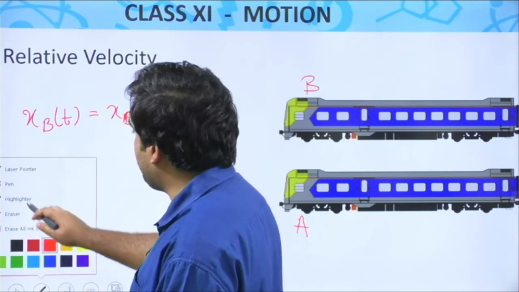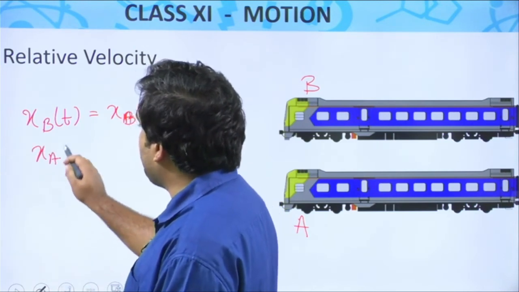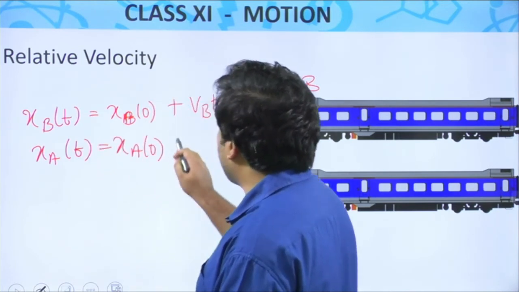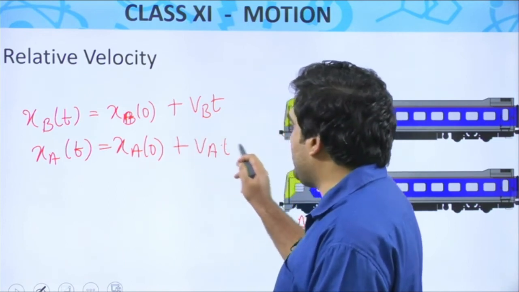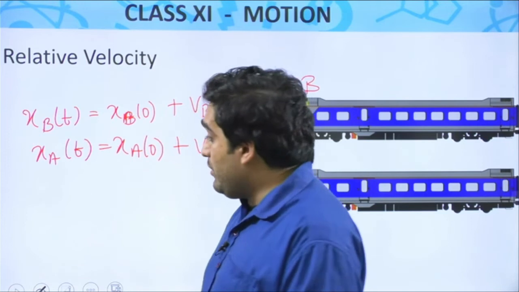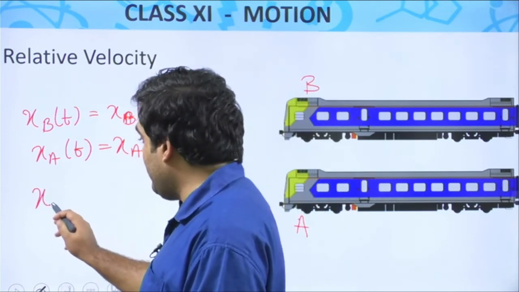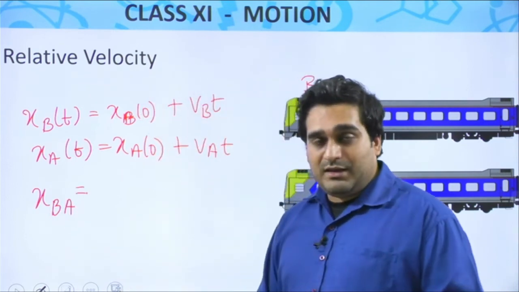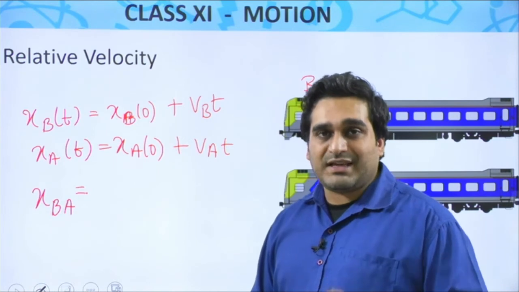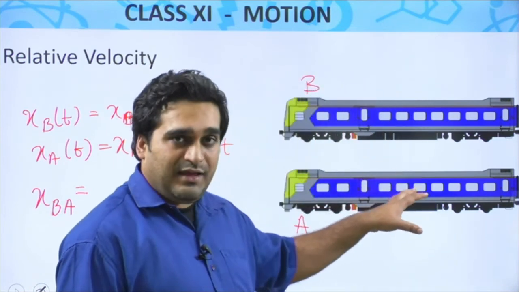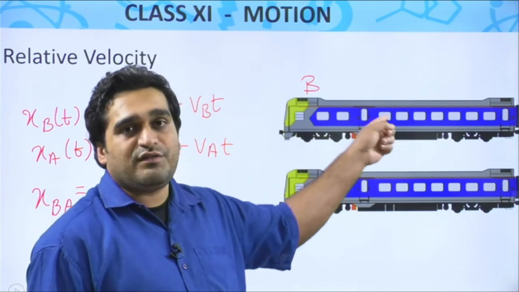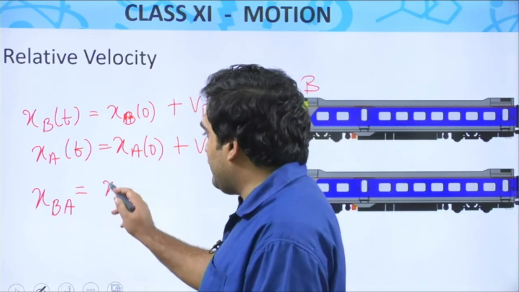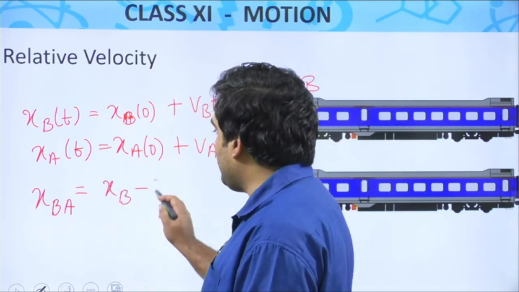Stop train, don't move. Position of A at any given instant of time is equal to the position of A at time t equals 0 plus VA of t. To identify what? The position of one train, let's say B, with respect to A. Meaning, let the observer, which is the cat, be sitting in train A and make note of the position of that train B, how much distance it has covered. So that would be xb minus xa.